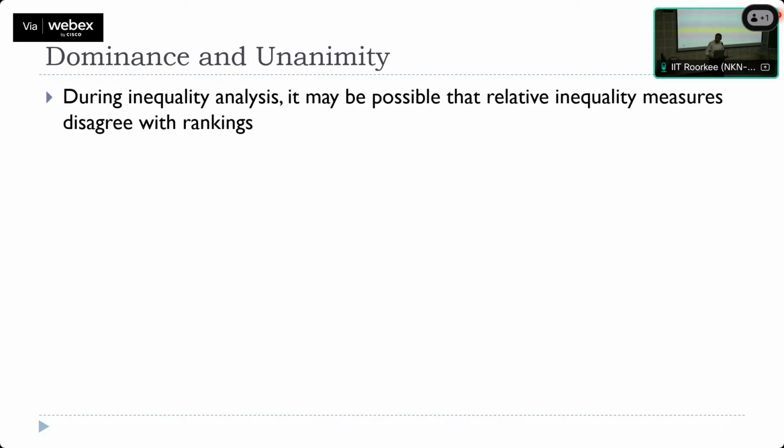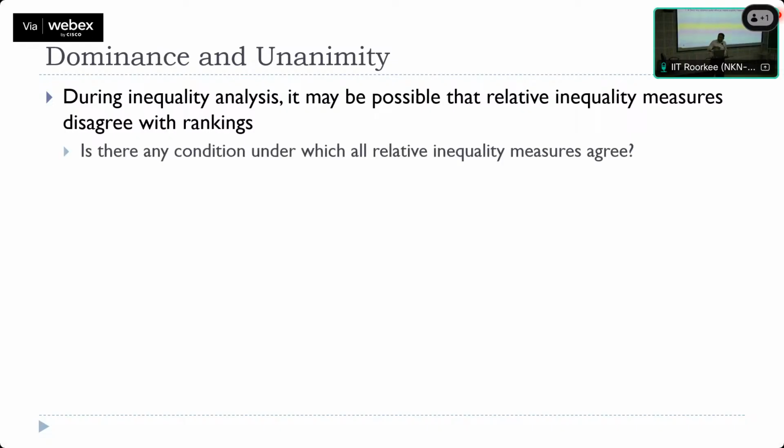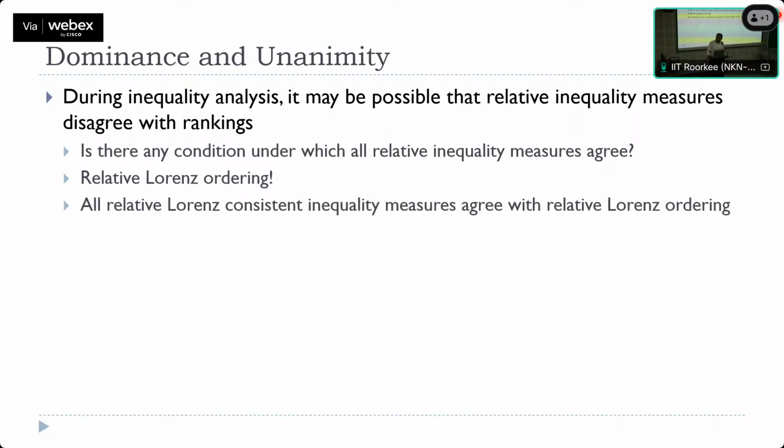It may be possible that relative inequality measures disagree, but if there is any condition under which relative inequality measures should agree, that is called relative Lorentz ordering. You have heard about the Lorentz curve, right? Okay, this is what Lorentz ordering is. If one relative Lorentz curve is inside another, that means more equality. So all Lorentz consistent inequality measures should agree with the relative Lorentz ordering.